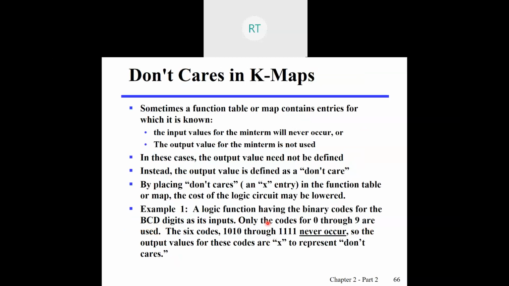There were only codes from 0 to 9. But the codes from 10 till 15 never occurred in the table. How come? Because we do not actually have 10 to 15 in the BCD. BCD stops at number 9. These are called don't cares, and we don't write a 0 or a 1, we write an X. X refers to the entry of don't care, which we don't actually have a value for.